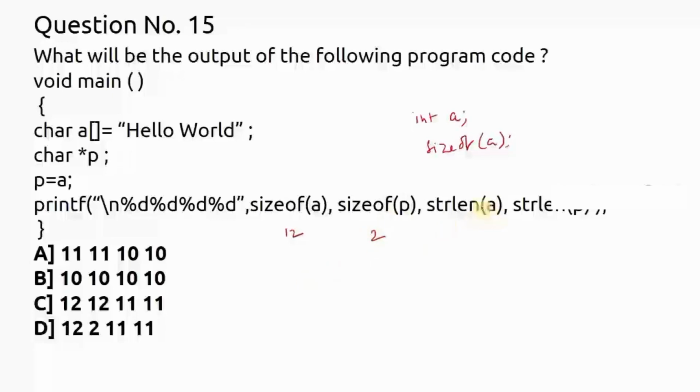And strlen of A. What is the string length of A? What is the length of A? Anyway, here in the length we will not consider the null character, that's why it is 11 in total. So here strlen of P. See, P's string length, now you can take it as 11. So sizeof(P) is a value, that's why 2 bytes. You need to remember this point. Whereas string length means it has to count all the characters, that's why the length will be 11 here. So the answer is D.